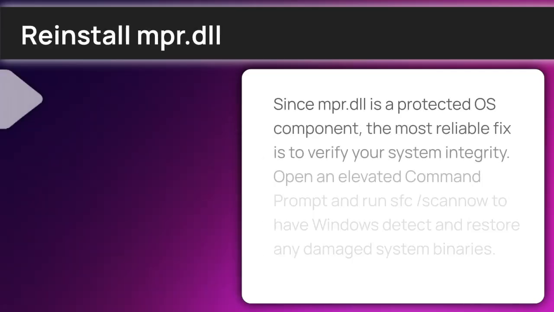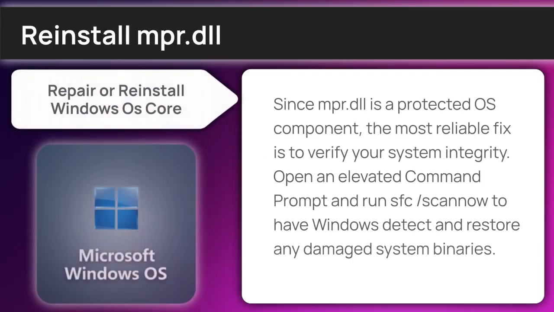Since Mpr library DLL is a protected OS component, the most reliable fix is to verify your system integrity. Open an elevated command prompt and run sfc /scannow to have Windows detect and restore any damaged system binaries.